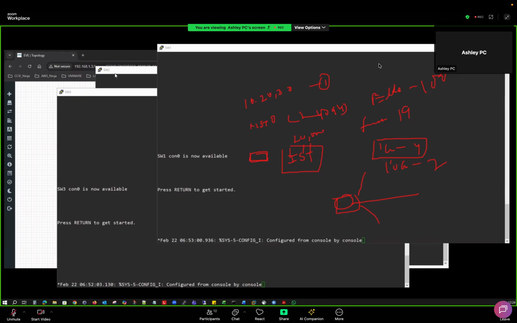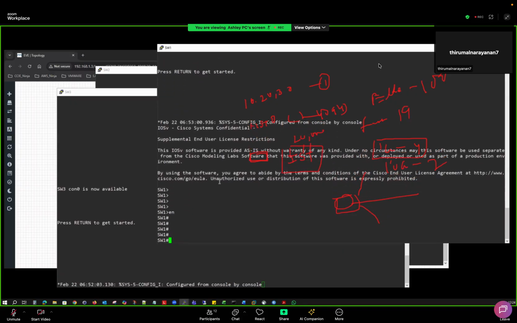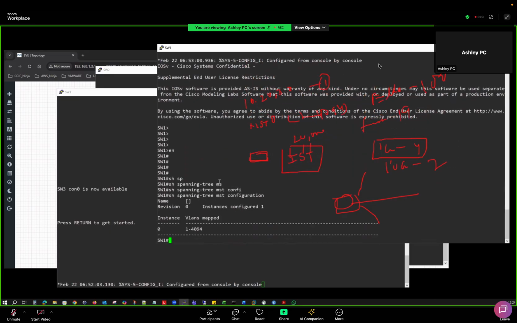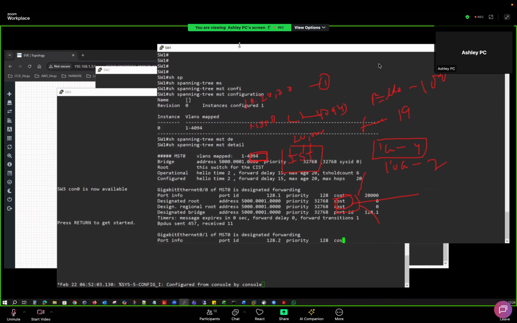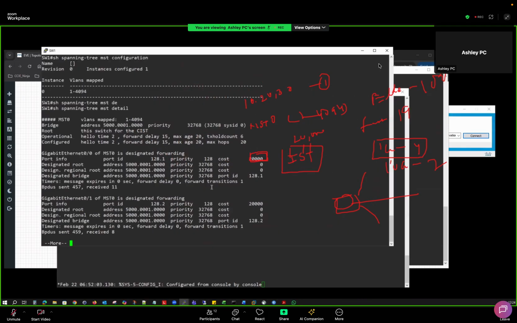Now you tell me, go over there. Spanning tree MST configuration. What you configured, it is configured, and when you go for the details, okay, in the details, what are you going to see, guys?